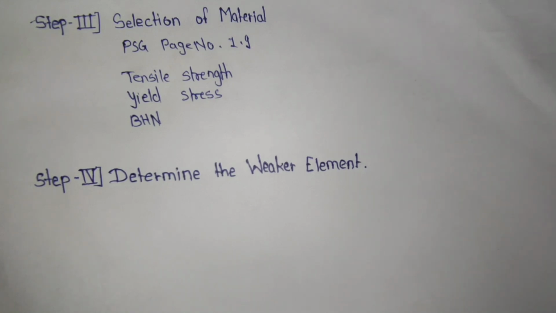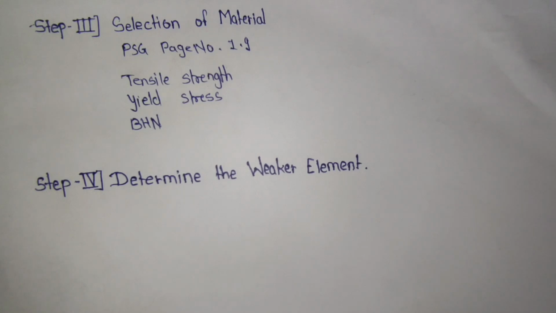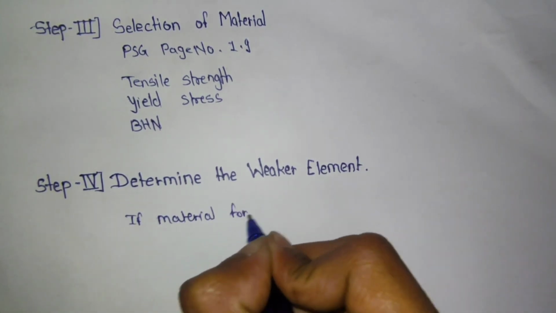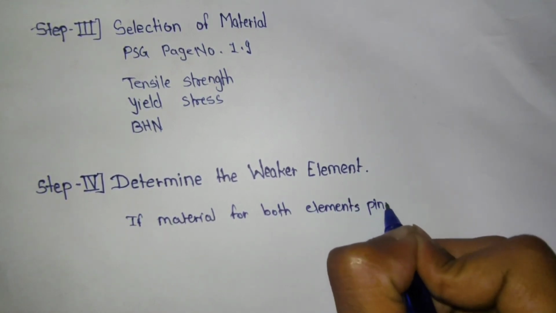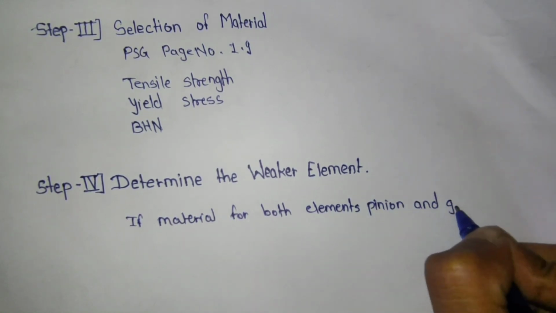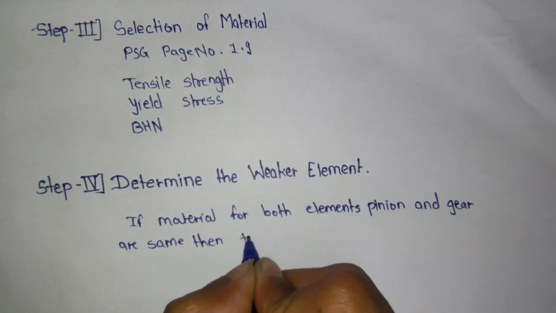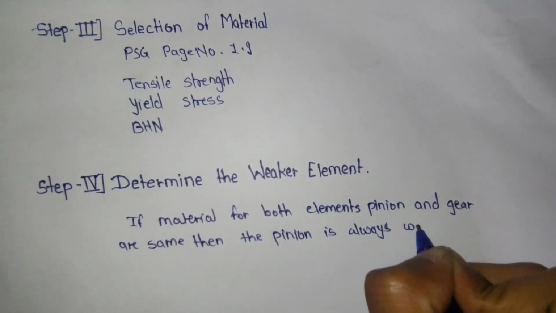Next, in step number 4, we have to determine which is the weaker element. It will be pinion or gear. If the material for both components is the same, then pinion is always the weaker element.